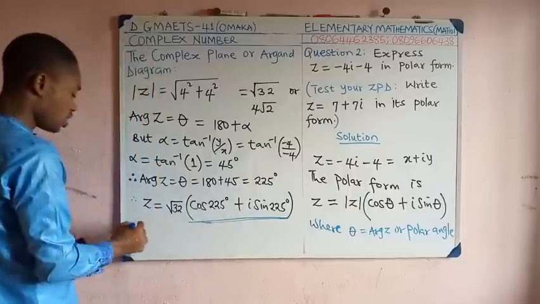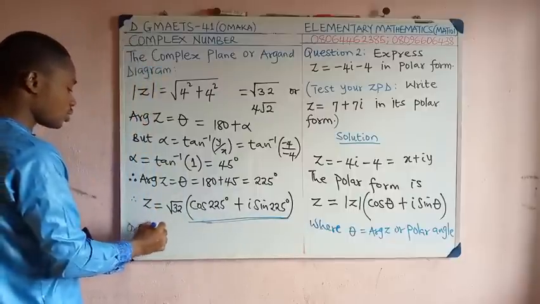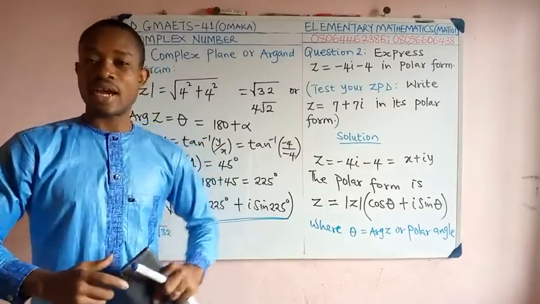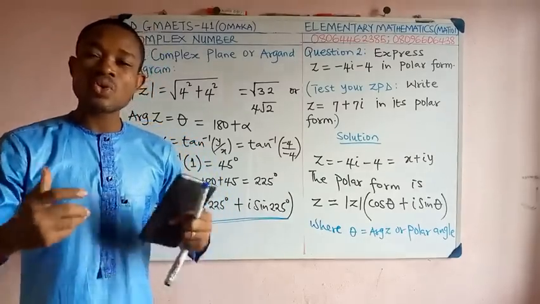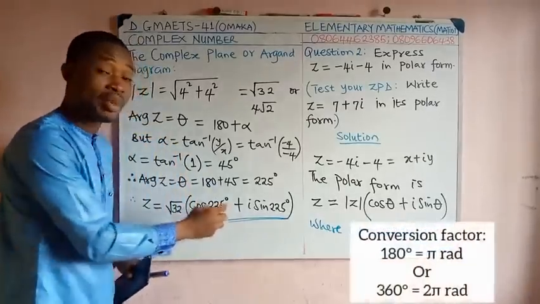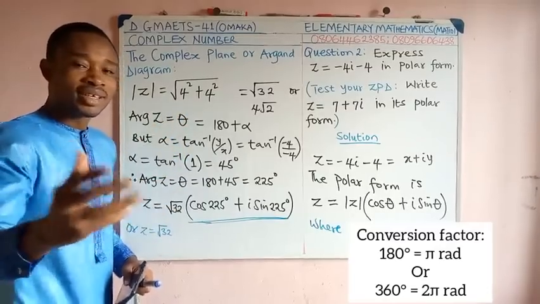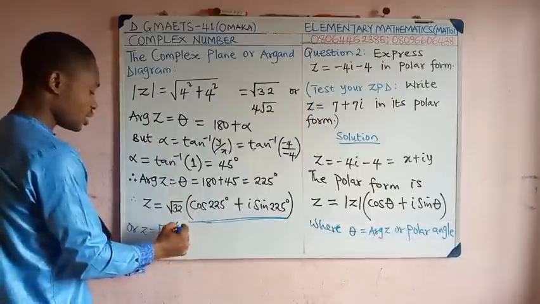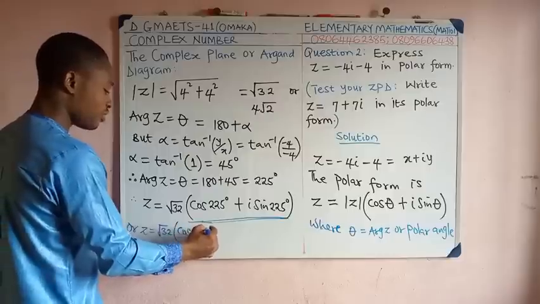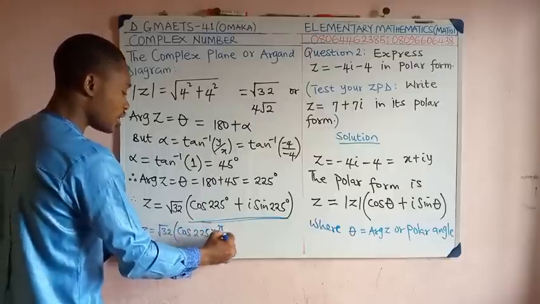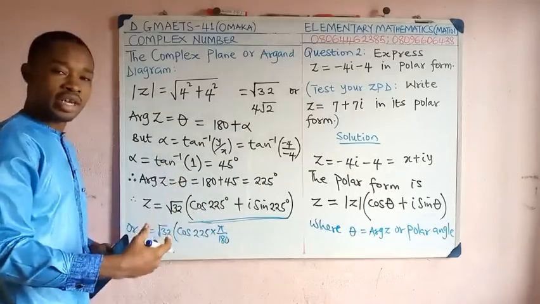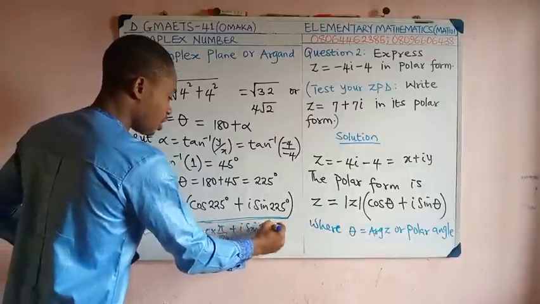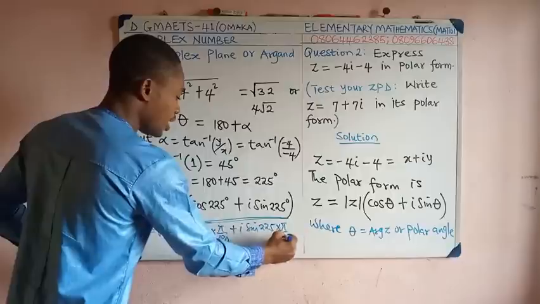But of course, we can still write the result in another form. We can say that z is equal to root 32. I want to convert this theta in degrees to radians. How do you convert from degrees to radians? Simply multiply the degree given to you by pi over 180. You can put all these down, alright? Make sure you make a note of it. So I can say this is cos of 225 times pi over 180, that's to convert the degree to radian, then plus i sine of 225 times pi over 180.